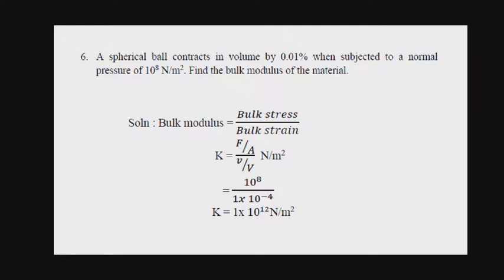Next, let the original volume be capital V, that is 100 meter cube. Change in volume be small v, that is 0.01 meter cube. So formula for bulk strain is change in volume divided by original volume, that is small v divided by capital V, that is 0.01 divided by 100, which is equal to 1 into 10 to the power minus 4.